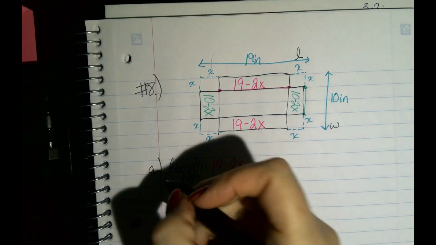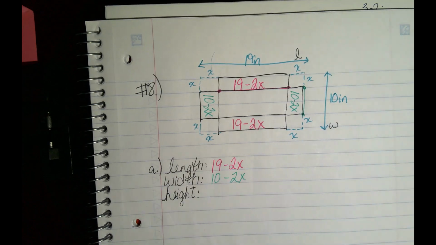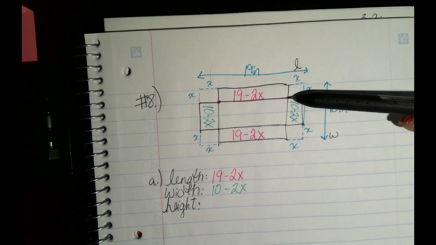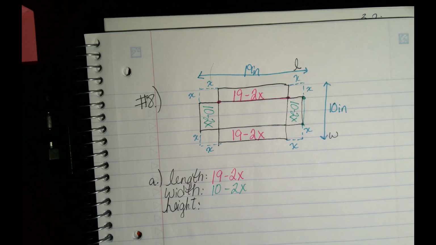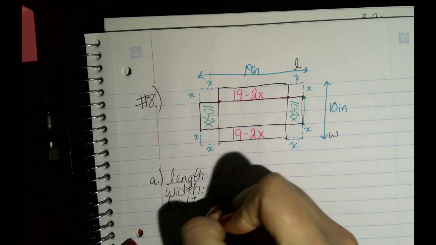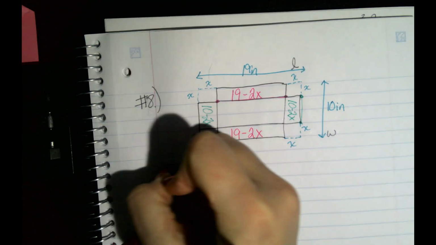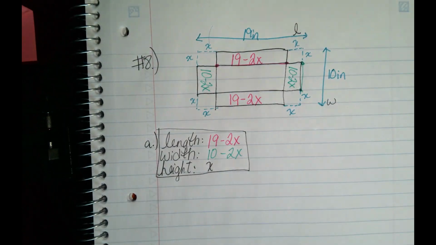Okay, now my height. Okay, the height of the box. The height would be from the bottom to the top, right? So that is my x. And you just type those in. The length first.